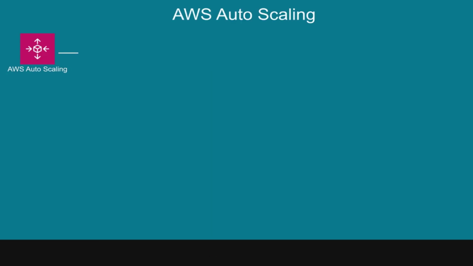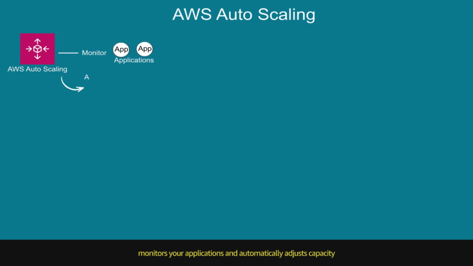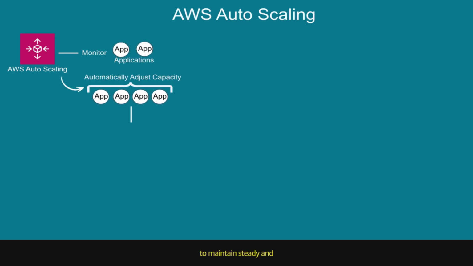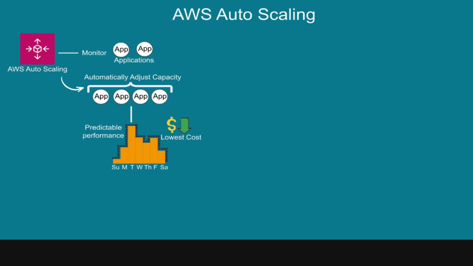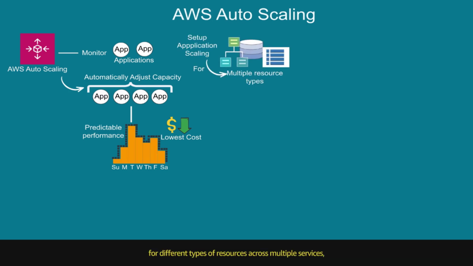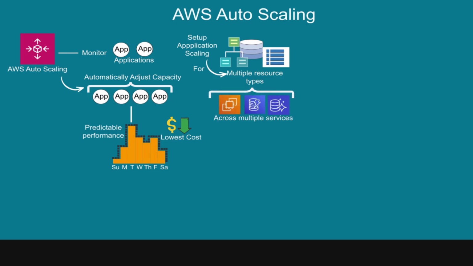AWS Auto-Scaling monitors your applications and automatically adjusts capacity to maintain steady and predictable performance at the lowest possible cost. AWS Auto-Scaling makes it easy to set up application scaling for different types of resources across multiple services. And you can configure this in minutes.